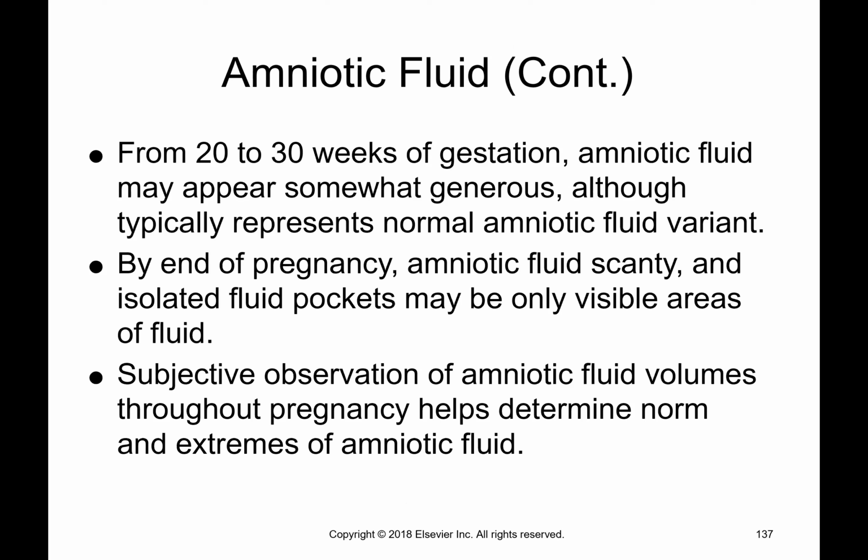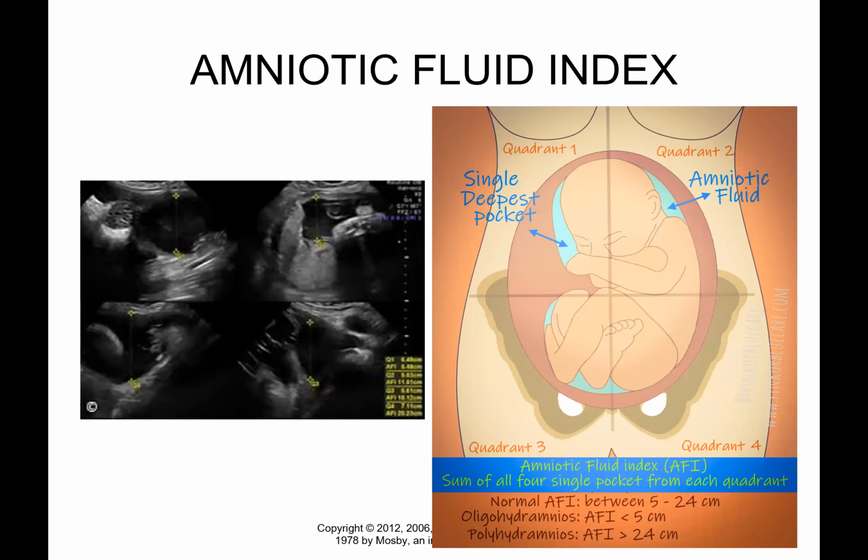After 24 weeks, that's when I start measuring the fluid no matter what, and I'll do four quadrants of fluid. I'll separate the uterus into four quadrants and take an amniotic fluid index: I go to each quadrant, measure the fluid in each, and then add it up. A normal AFI is between 5 and 24. Less than 5 centimeters is considered oligohydramnios, and greater than 24 centimeters is considered polyhydramnios.